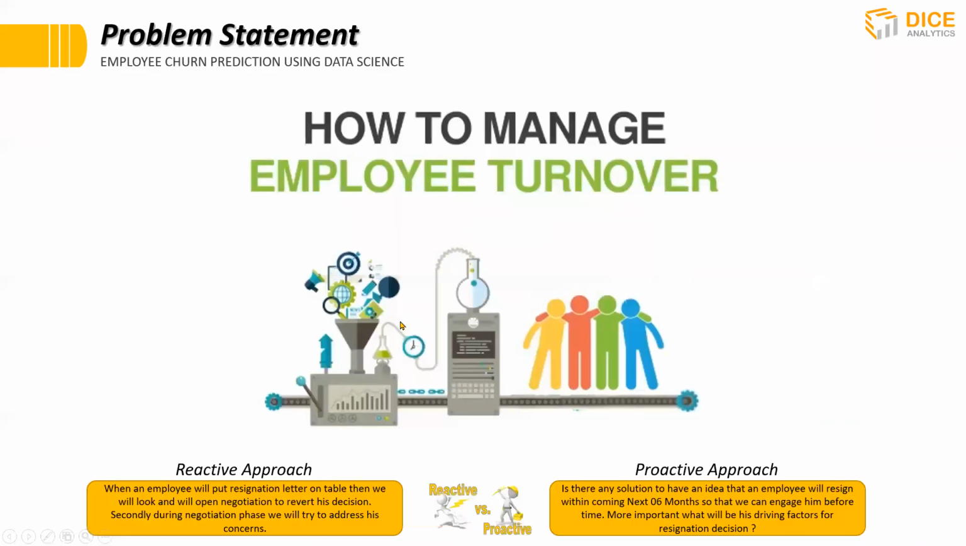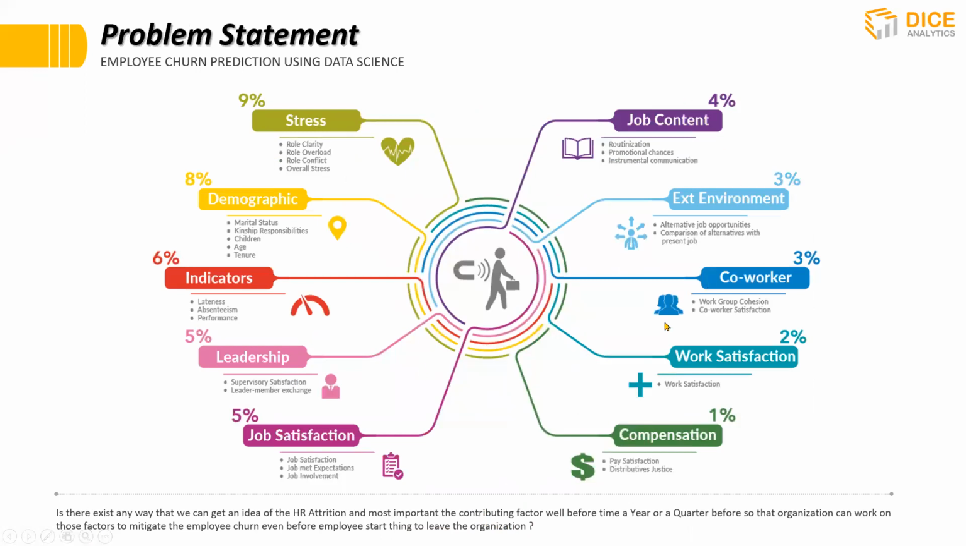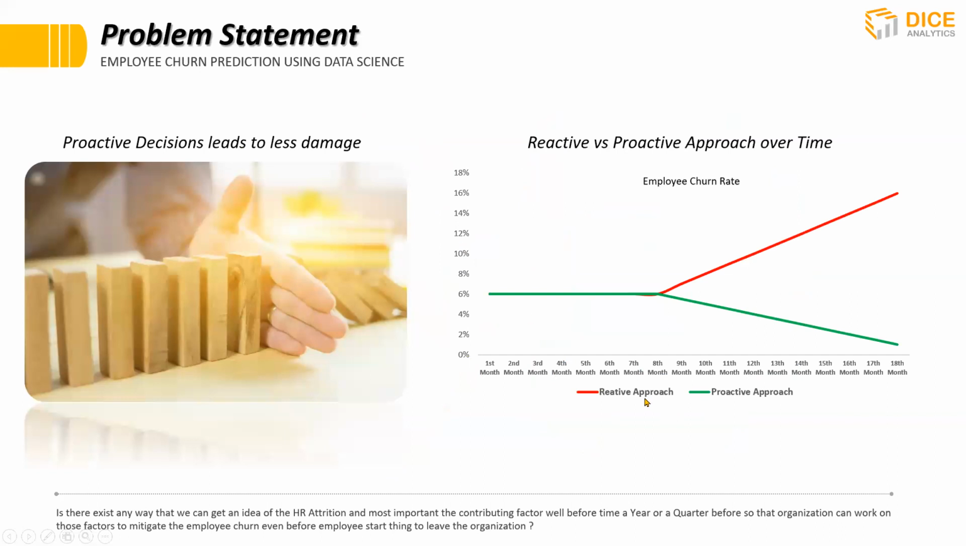So let's suppose there are two things: either it can be a reactive approach, or it can be a proactive approach. Then there is a problem statement. For example, if it's 8 months here, in 8 months, it's August 2021. And I want to control my churn within 1 year. If it's a reactive approach, then down the road more and more employees will be leaving me. The churn rate is increasing day by day, month by month.